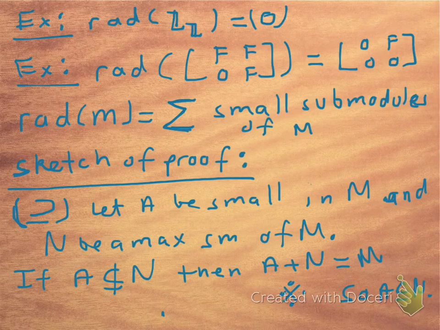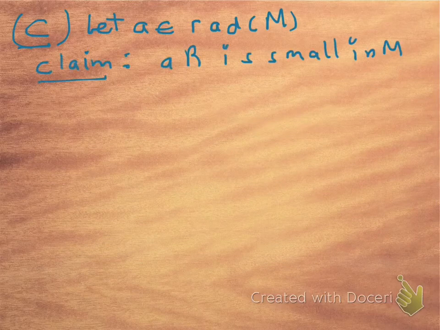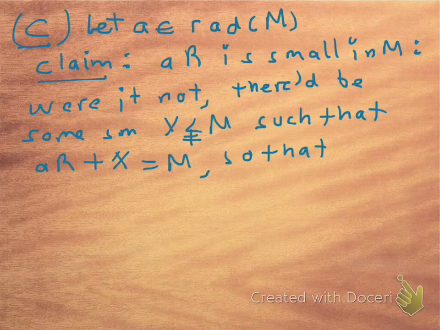As for the next one, take an arbitrary element A from the radical of M. So it will suffice to show simply that the cyclic submodule generated by A is small in M. If it is not, were it not, then there would be some submodule, say X of M, which is proper and whose sum with AR is equal to M. But then this would imply that the set of such submodules as X is non-empty.